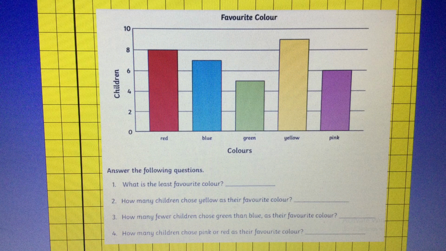And here is your plenary activity for today. You need to look closely at the bar chart and interpret the data to answer the questions below. Question 1, what is the least favourite colour? Question 2, how many children chose yellow as their favourite colour? Question 3, how many fewer children chose green than blue as their favourite colour? And question 4, how many children chose pink or red as their favourite colour? Pause the video now and have a go.